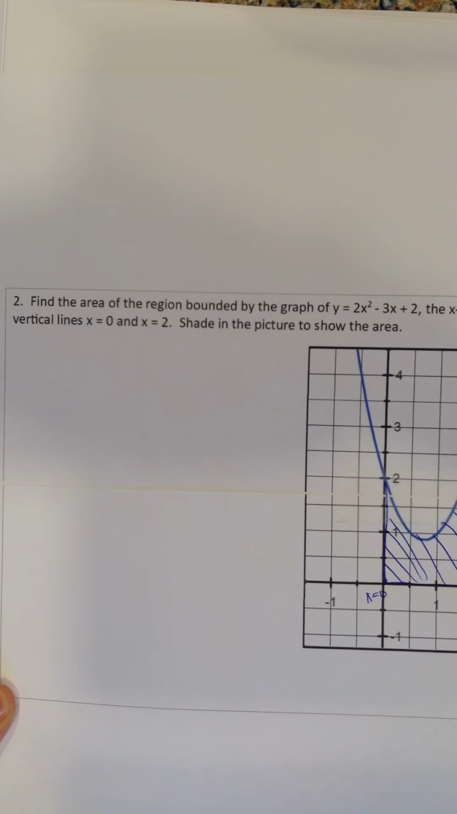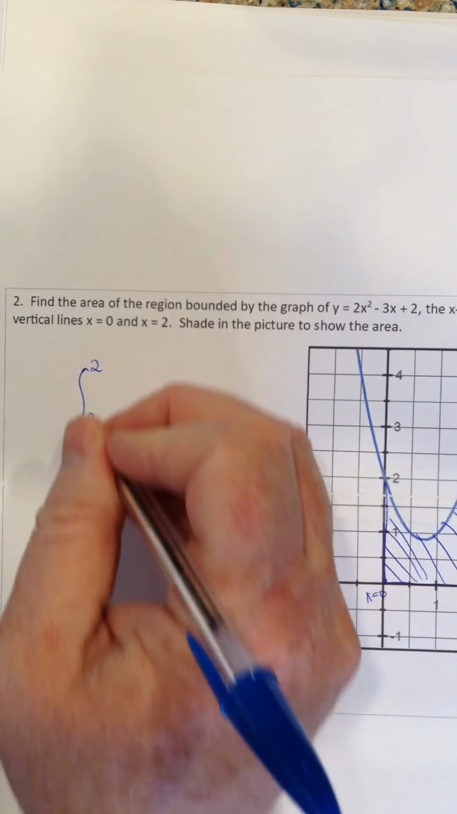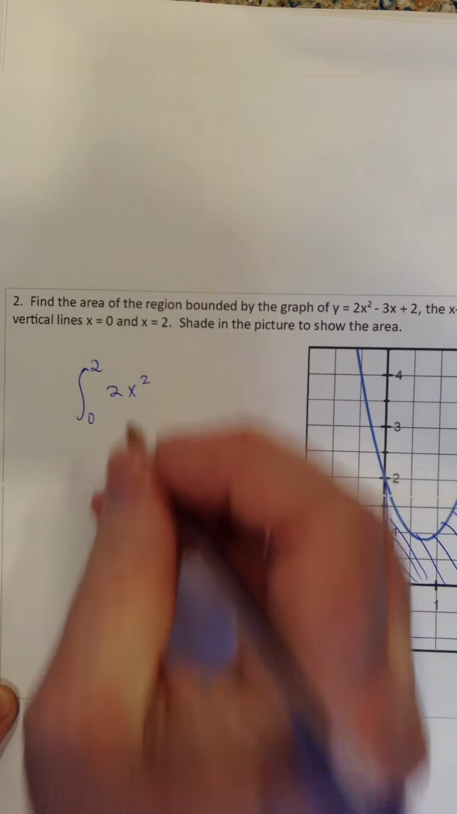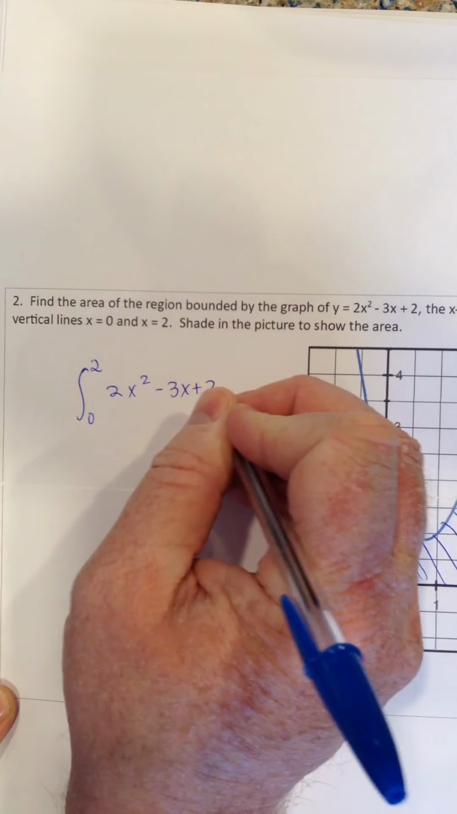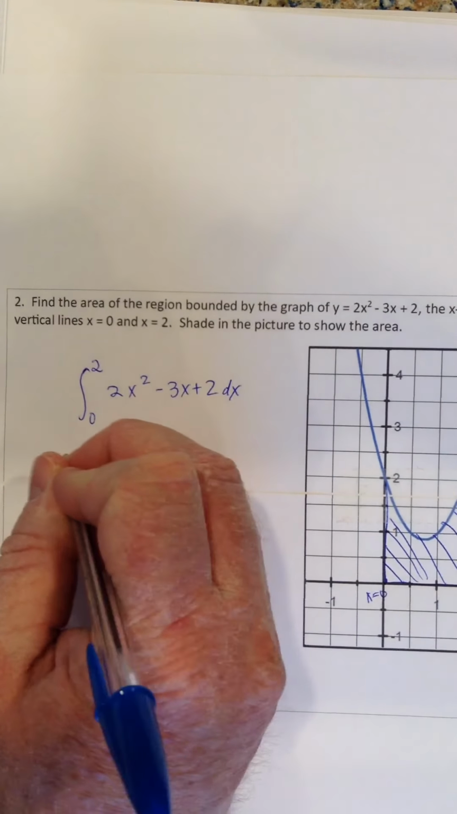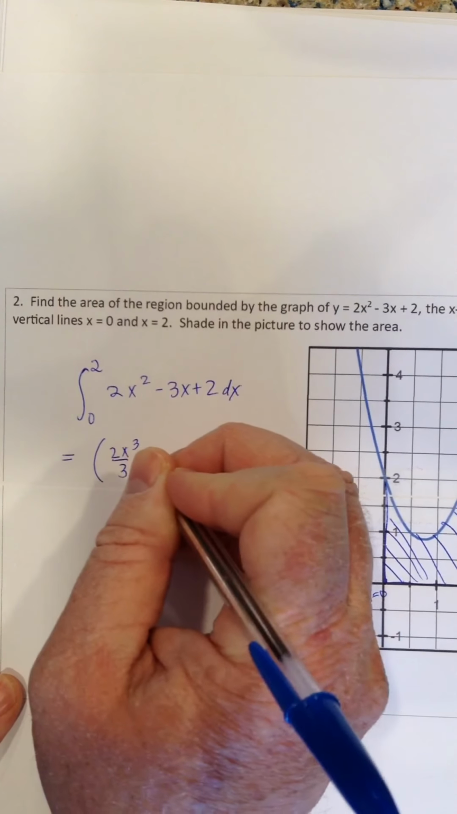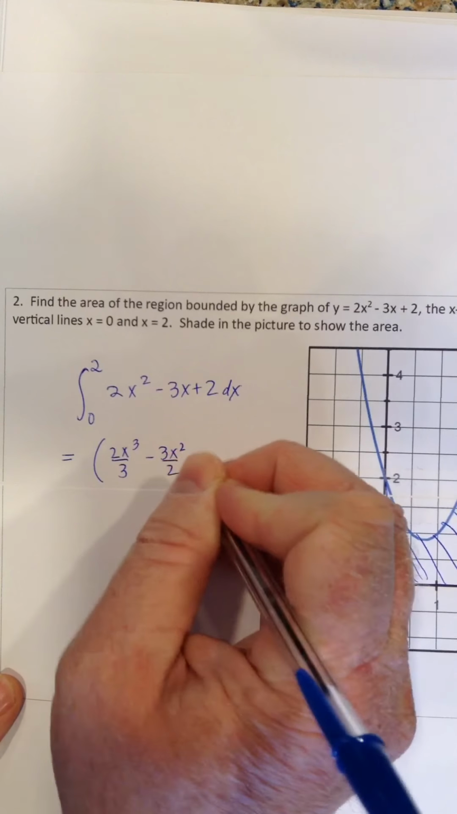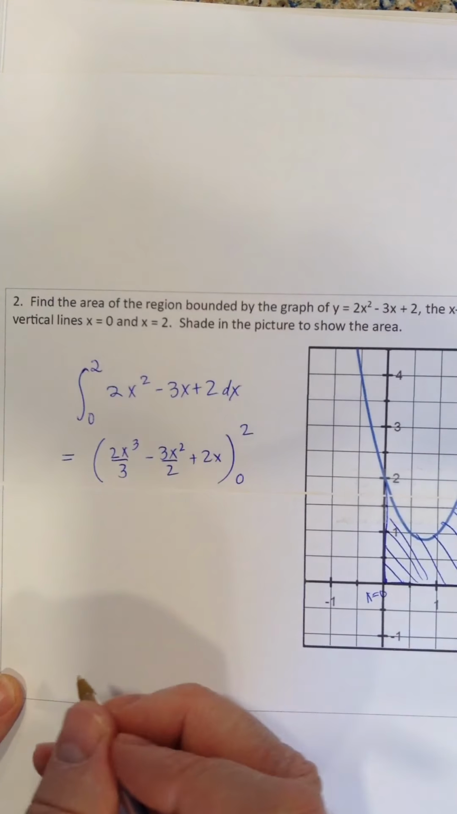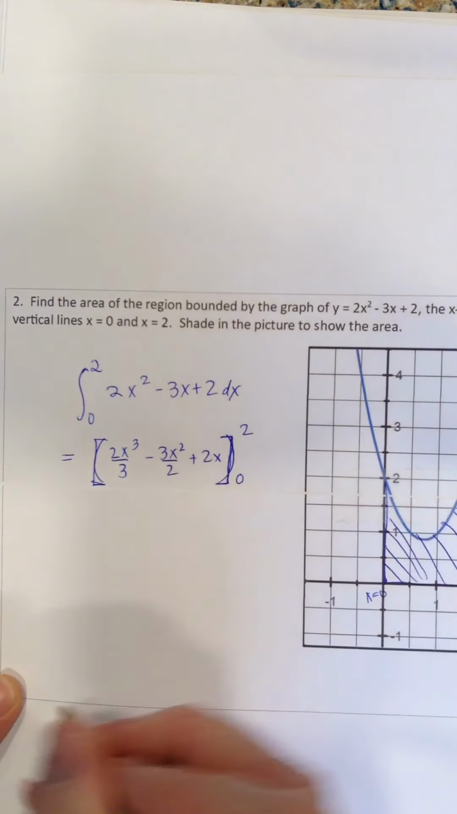And now I'm going to set up my integral, which is going to be 0 to 2 of 2x squared minus 3x plus 2 dx. Okay? So that means I'm going to take the antiderivative, and I get 2x cubed over 3 minus 3x squared over 2 plus 2x evaluated from 0 to 2. Really, usually there's square brackets there.